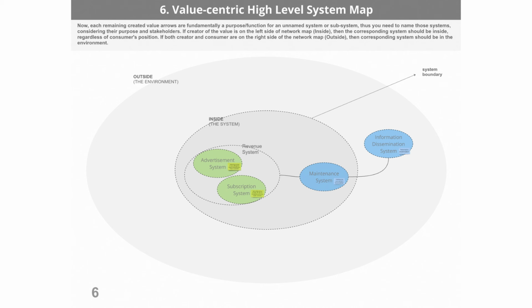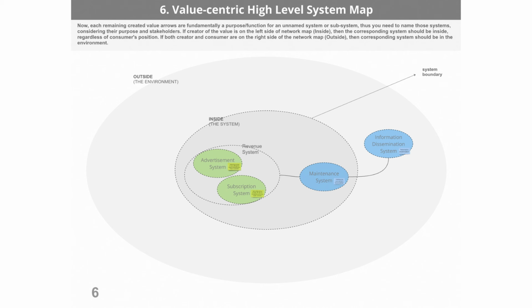Another one is the value of maintaining core platform functionalities, which is created by the engineering team and benefited by almost every other stakeholder. We can name this system as maintenance system inside the boundary and put connection lines to other systems whose creators benefit from this value, like revenue and pricing teams are benefiting from this value to create their value. So I put a link between them.